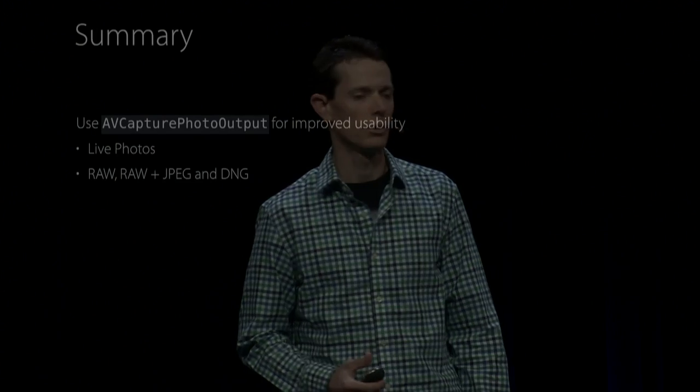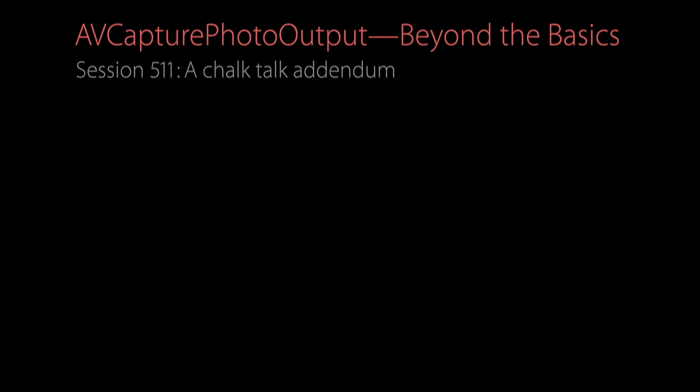Use AV Capture Photo Output for improved usability. And we talked about 4 main feature areas today. We talked about capturing live photos in your app, RAW, RAW plus JPEG, DNG, nice little preview images for faster rendering, and wide color photos. And believe it or not, 1 hour was not enough to cover everything that we wanted to cover.